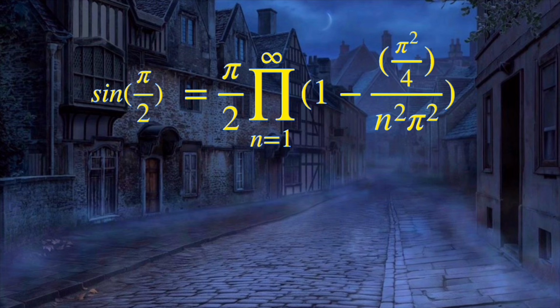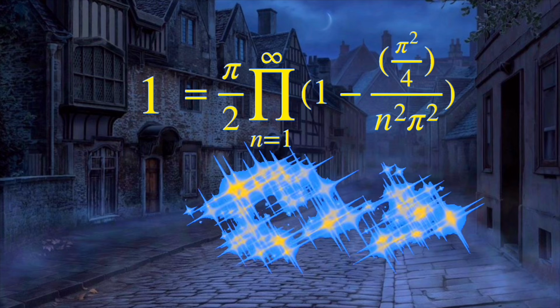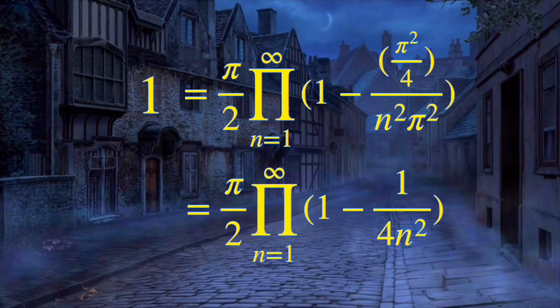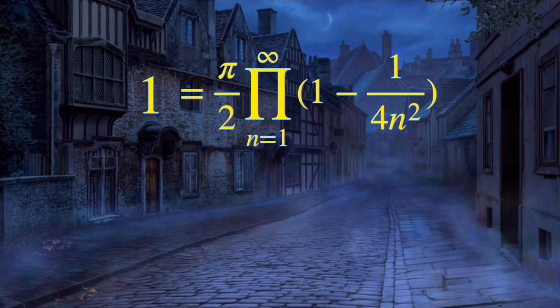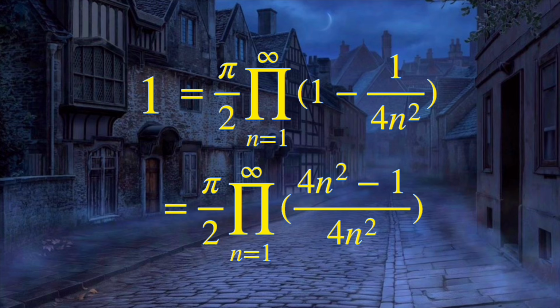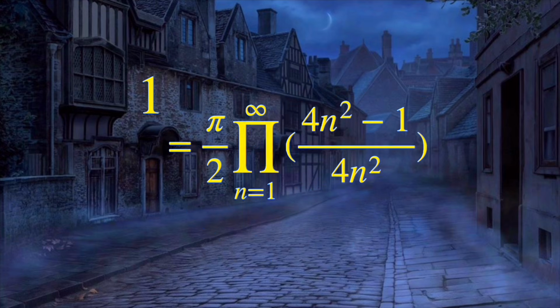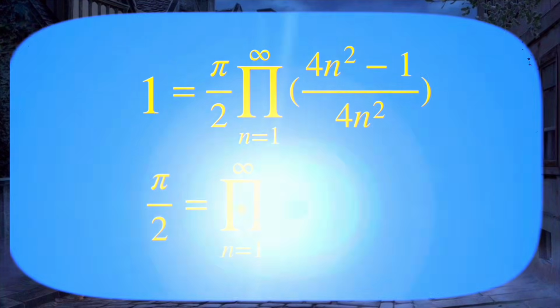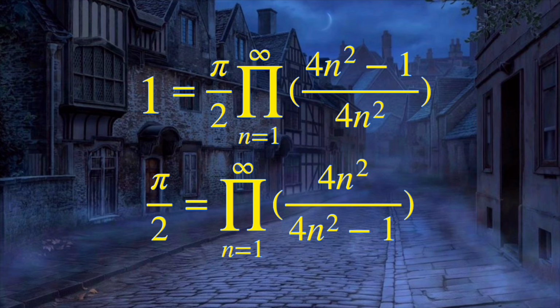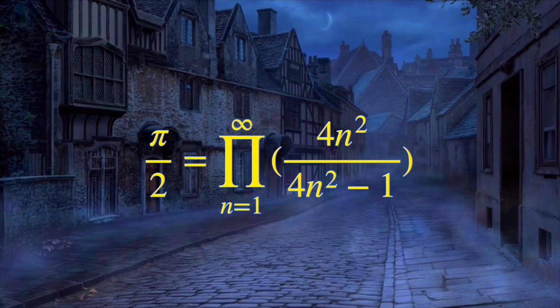By plugging in pi over 2, we get this relation, and we're going to simplify the fractional part and evaluate the left-hand side to be equal to 1. In our product, we get the simplified form 1 minus 1 over 4n squared, which we can combine to be 4n squared minus 1 over 4n squared. We can then take the reciprocal of both sides of this and get this new product, which is equal to pi over 2 of 4n squared over 4n squared minus 1.